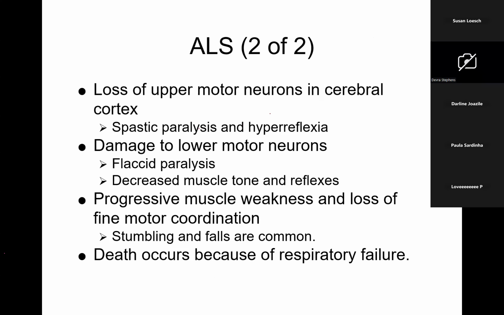We'll see a loss of upper motor neurons in the cerebral cortex, and this can lead to spasticity, paralysis, hyperreflexia. Studies show that the glial cells or the astrocytes here secrete a neurotoxin causing the motor neurons to die. The loss of the upper motor neurons causes spastic paralysis, hyperreflexia. Damage to the lower motor neurons causes flaccid paralysis, decreased muscle tone, and reflexes. They'll have progressive muscle weakness, which usually is going to affect their respiratory function, and that's ultimately what causes them to die.